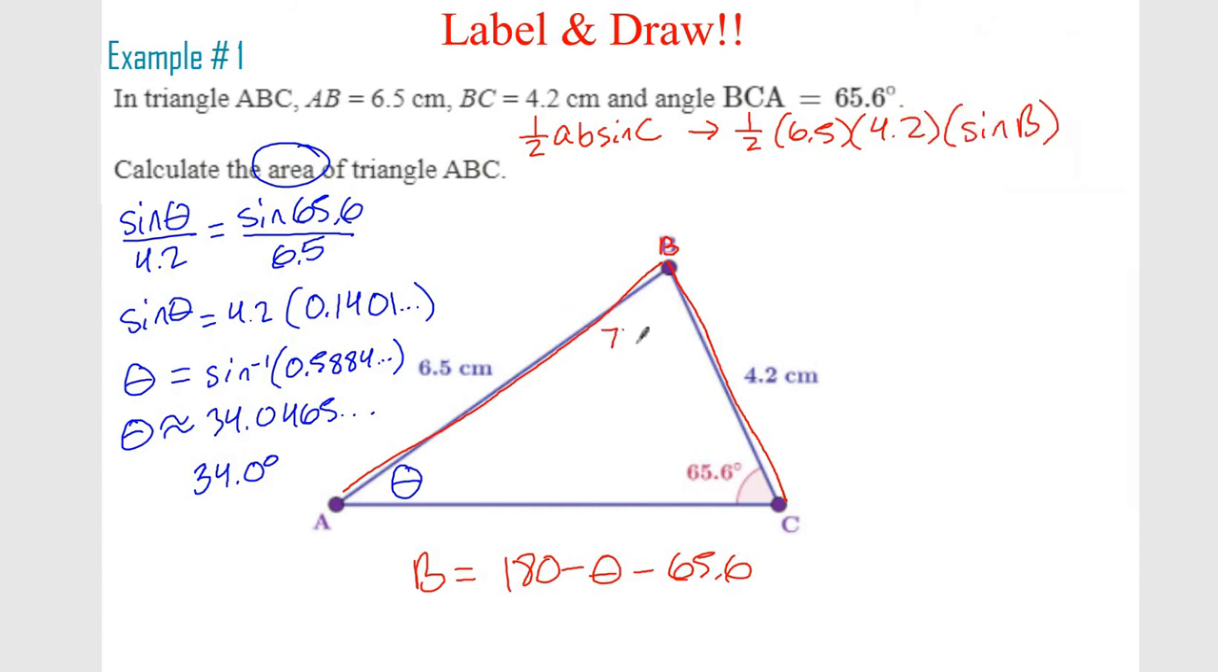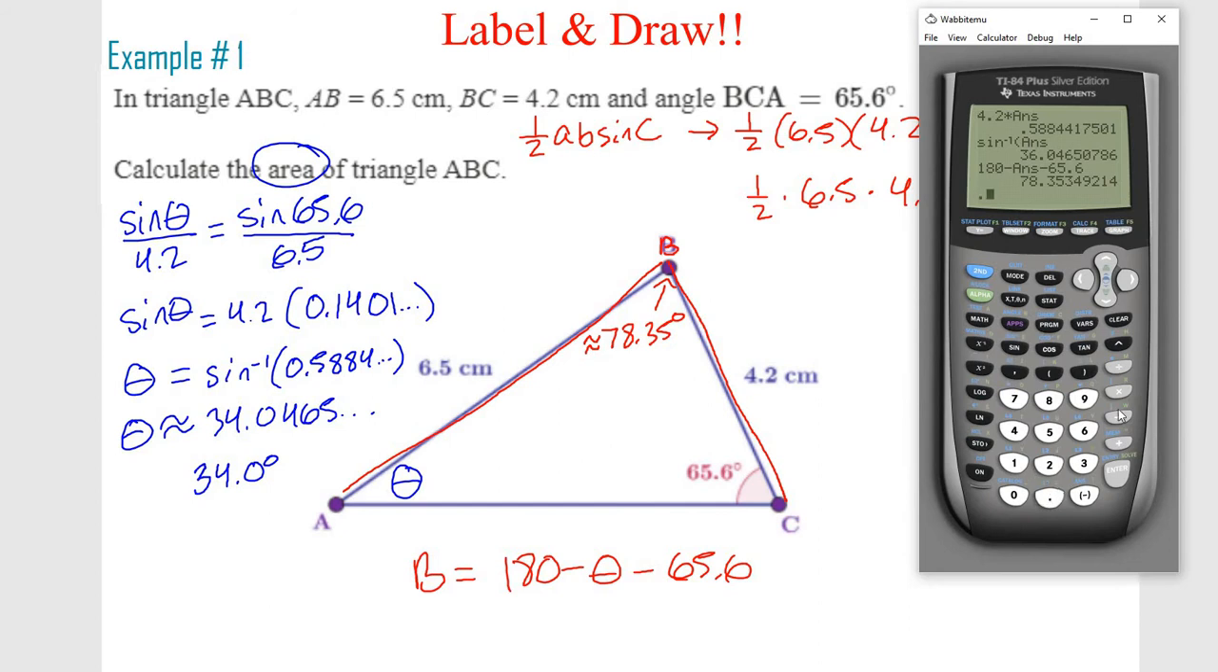Okay, so 78.35 approximately degrees is the angle there. So we plug that in here. So we do 1/2 times 6.5 times 4.2 times sine of 78.35. Again, I'm going to leave it exact. So 0.5 times 6.5 times 4.2 times sine of our angle, which was our previous answer. We get 13.36896.